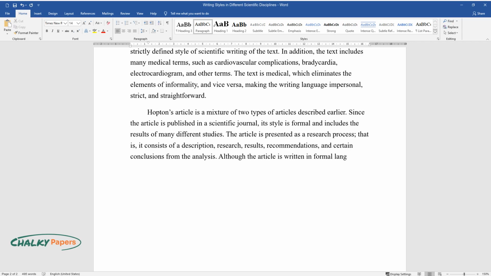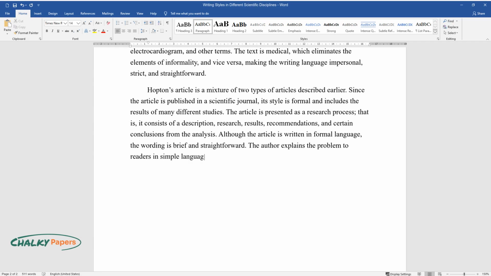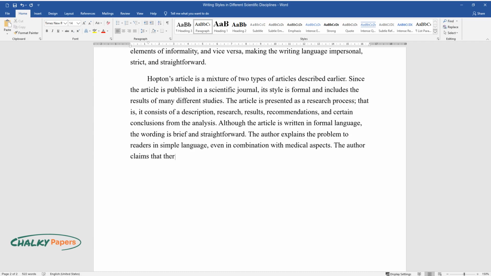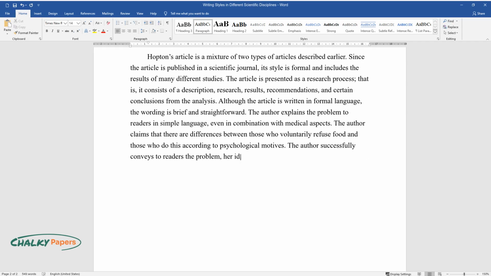Although the article is written in formal language, the wording is brief and straightforward. The author explains the problem to readers in simple language, even in combination with medical aspects. The author claims that there are differences between those who voluntarily refuse food and those who do this according to psychological motives. The author successfully conveys to readers the problem, her ideas, and arguments confirming her point of view.